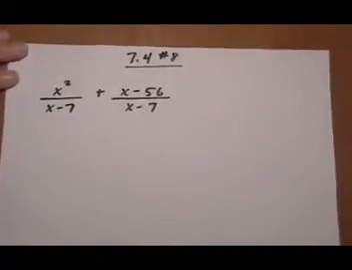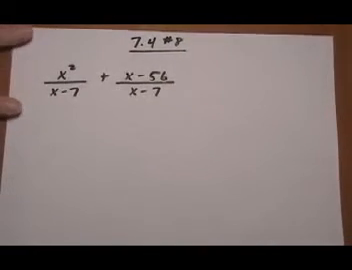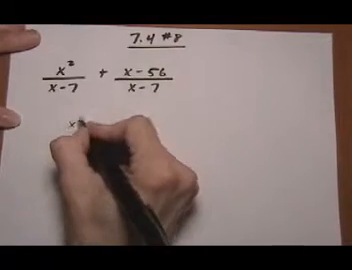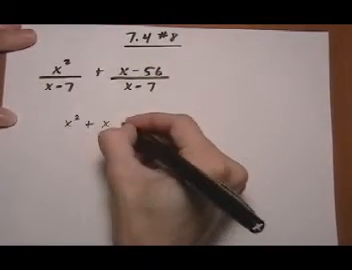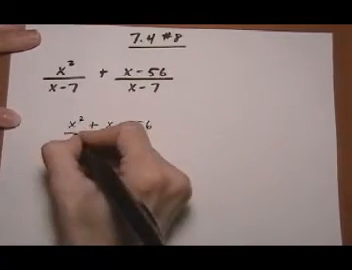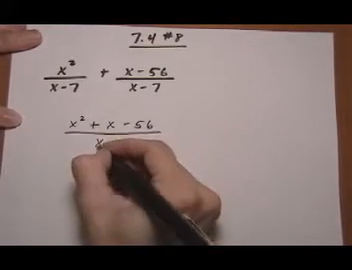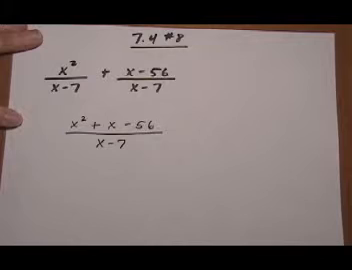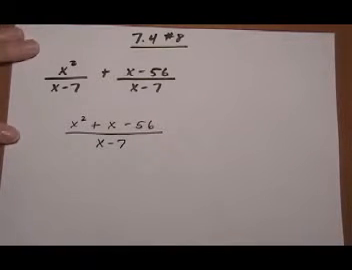And let's try one more, 7.4, number 8. Again, we have a common denominator already, so we're going to go right ahead and add across the top. x squared plus x take away 56 over the common denominator of x take away 7. And now we want to do lowest terms, so we want to factor, then cancel.